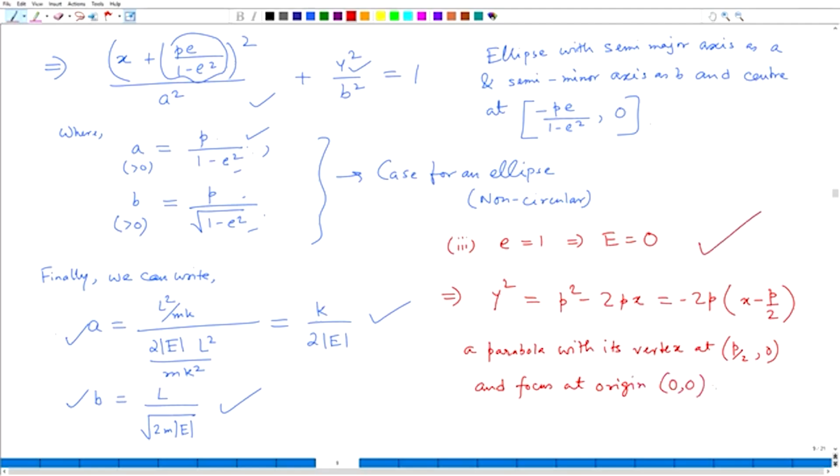So, you can also check this from your coordinate geometry book. Finally, the task for you: do the case for E greater than 1.